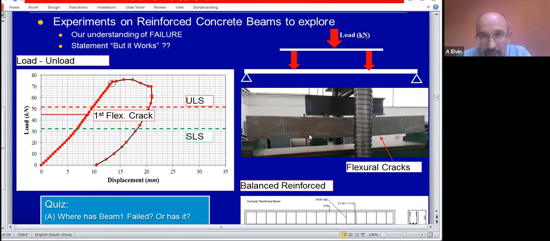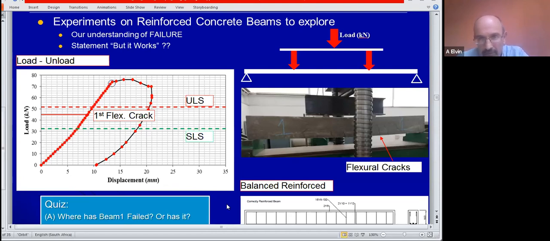Okay, nobody's typing. Nobody knows. If I were to now reload this, all right, let's show you. Oh, somebody's typing. It will take load, but deflection will happen at an accelerated rate. Somebody says, don't know. That's the honest answer. Another says it will take load, potentially lead to collapse.